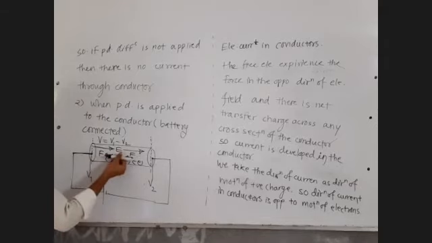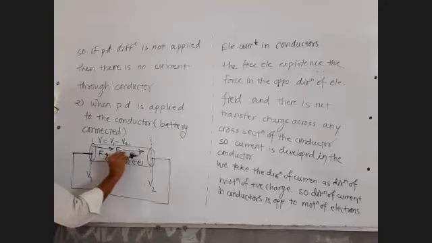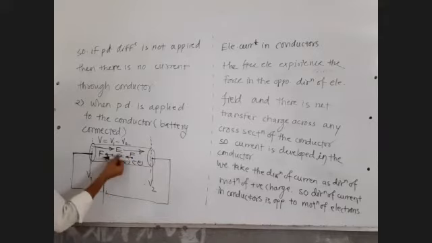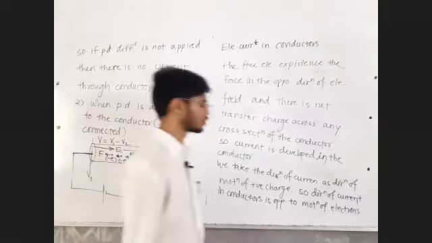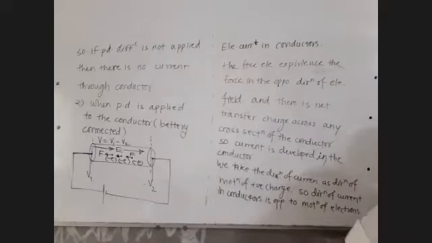Negative charge leftward means equivalently positive charge rightward, and positive charge rightward means current rightward. So direction of current in the conductor is opposite to motion of electrons. Reply me in the chat box, clear and written.